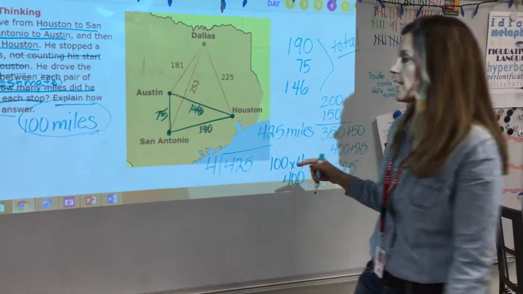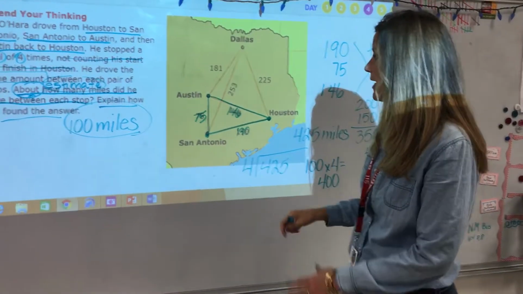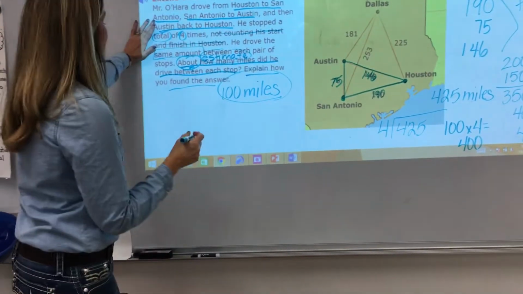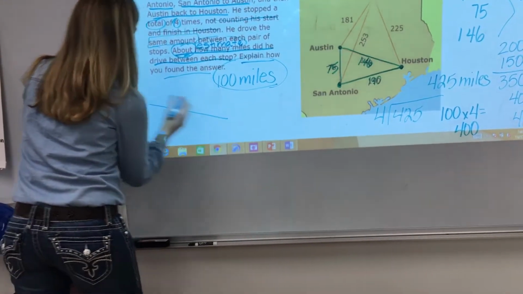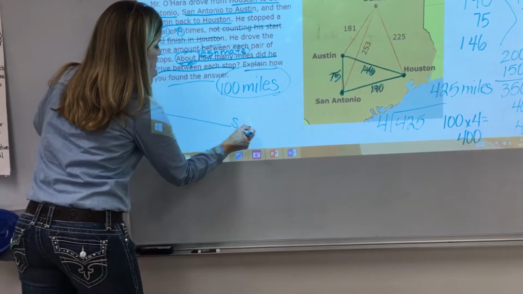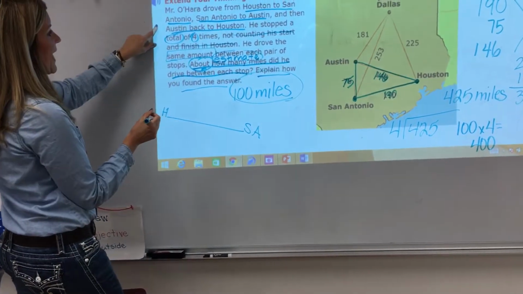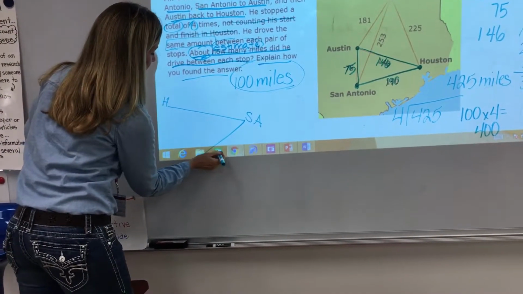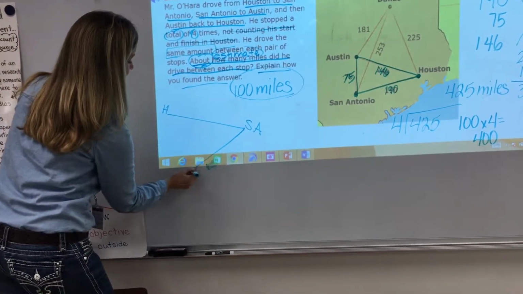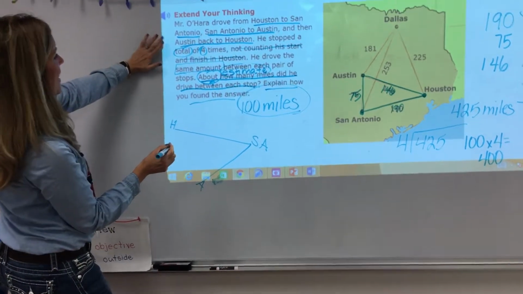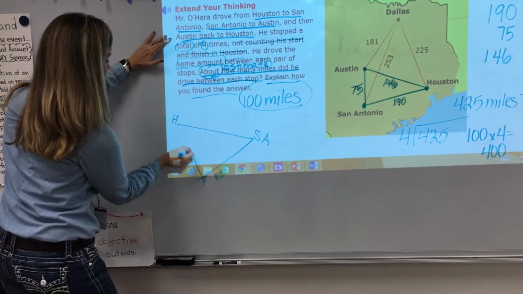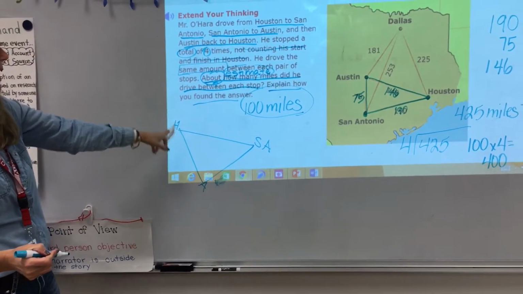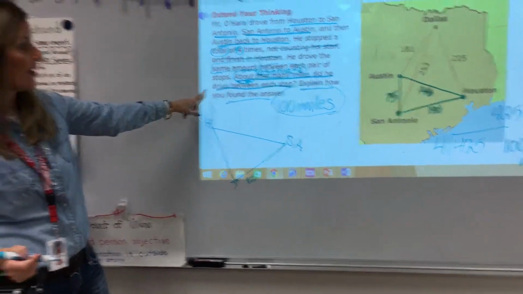Now, another way of doing it is if I did not have this visual here, so let's pretend this isn't here. I wanted to drive from Houston to San Antonio. I could just go like this. This is Houston, this is San Antonio. And then I need to go from San Antonio to Austin. Make this Austin. And then Austin back to Houston. So my trip is going to look like this. Okay, so I could draw that. I would still need the numbers, but I could also draw that problem.